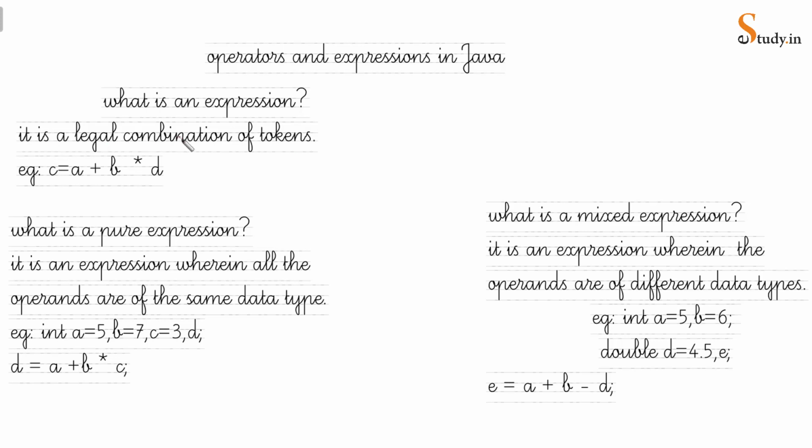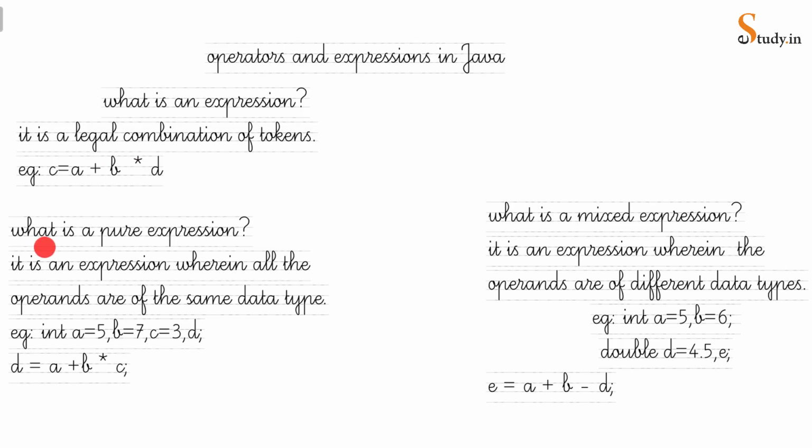So it is a legal combination of tokens. Which tokens are we talking about here? Obviously we have some operands and the operators. An expression involves operands and operators. An operator is a token, and these operands, of course, are also tokens because they are identifiers, the names which we give to a variable. So an expression is a legal combination of tokens, where we can have as many operators or operands as we want.